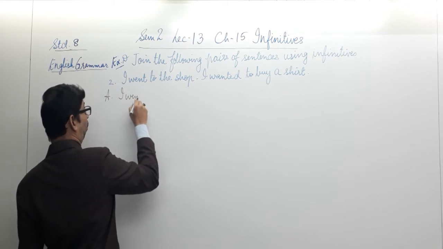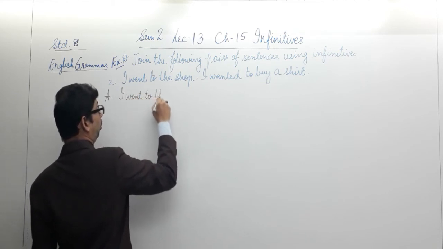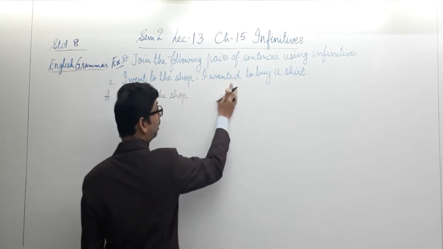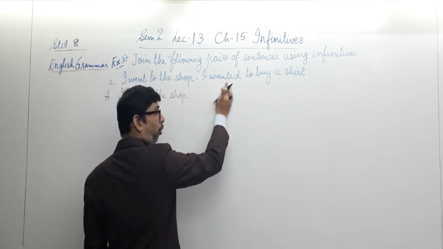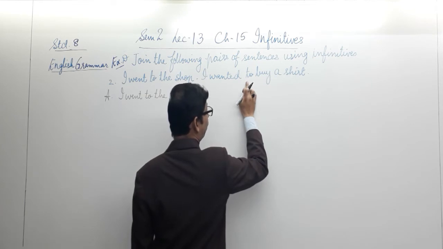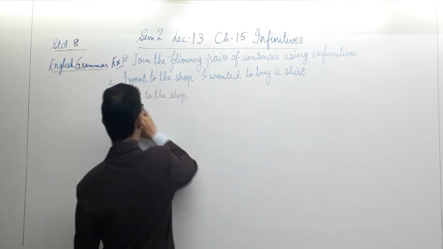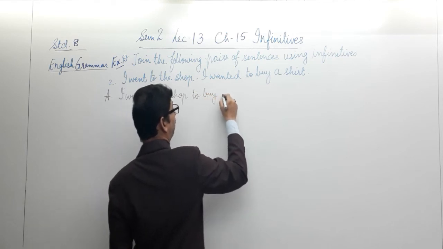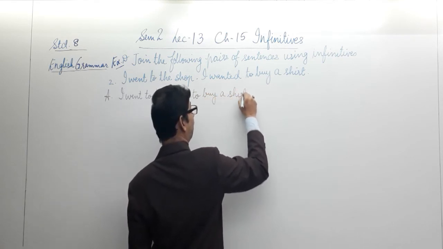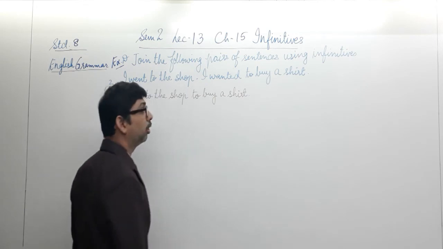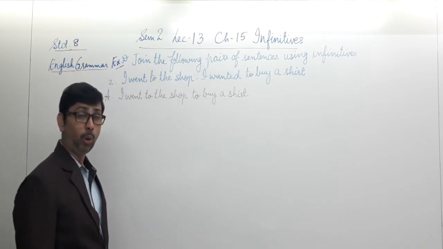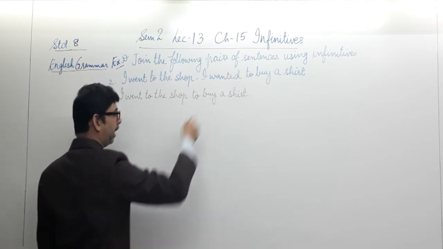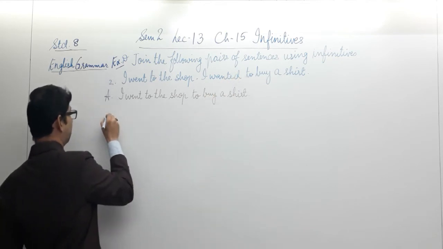I went to the shop, and I am eliminating the subject I and the verb wanted. Simply I am utilizing the rest of the words, to buy a shirt. I went to the shop to buy a shirt, and in this manner I have joined the two sentences, combining into one single sentence using the infinitive to buy already given to us in the second sentence.